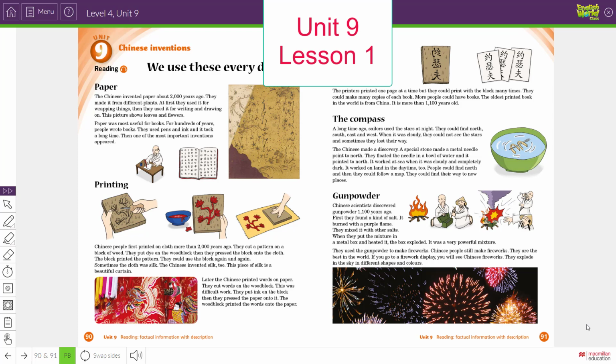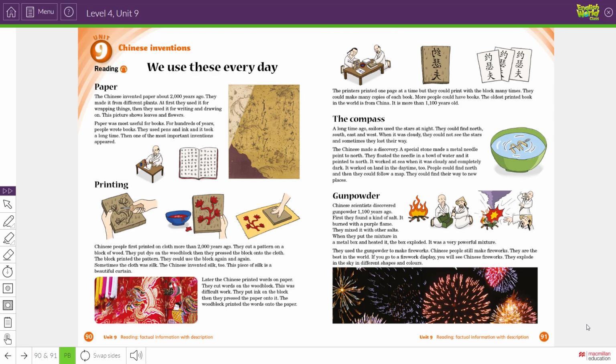English World 4, Unit 9, Lesson 1. I'd like you all to open your books on page 90 and 91. At the end of this lesson, the learners are guided to read, understand and practice new vocabulary. Number 2, read, understand and practice reading information. Finally, you are guided to answer oral questions.